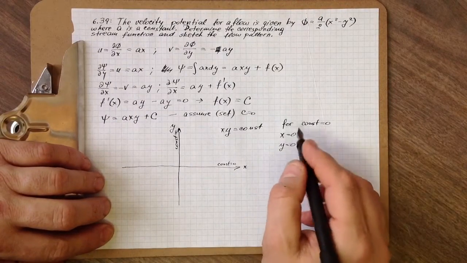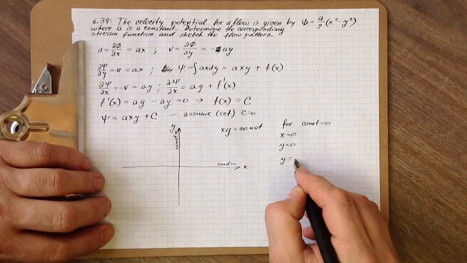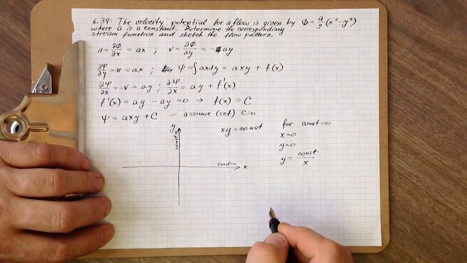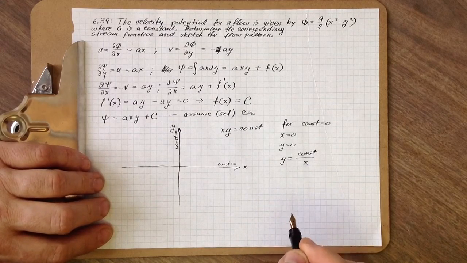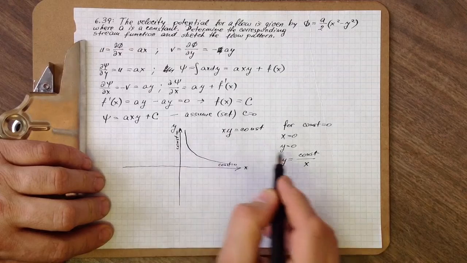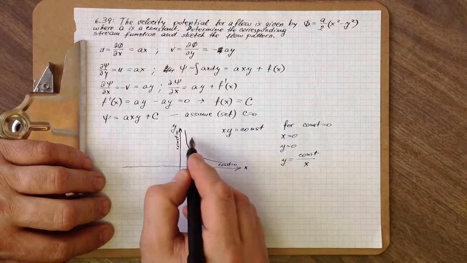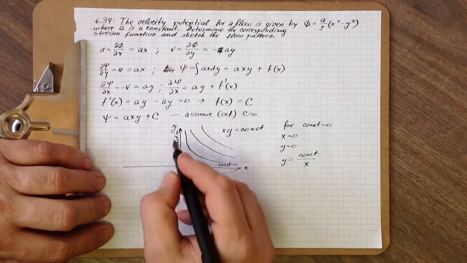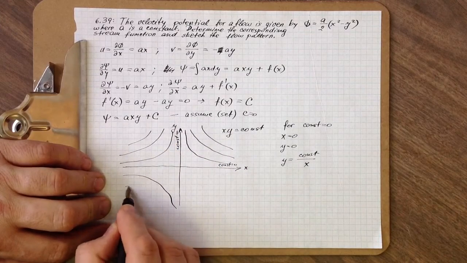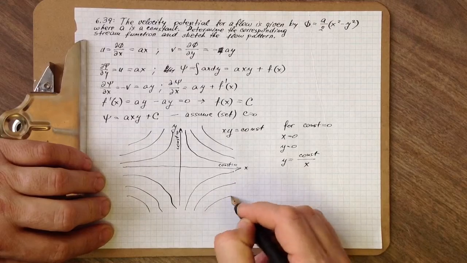Now, for other values, we'll basically have the situation that y equals constant over x, and you will probably recognize that this is the family of hyperbolas. So essentially, in all four corners, given that this constant can be positive or negative, y can be positive or negative, x can be positive or negative, we essentially have a family of hyperbolas in all four quadrants.